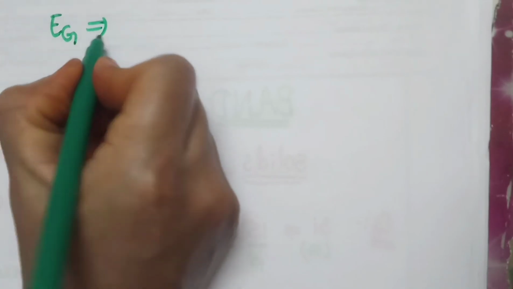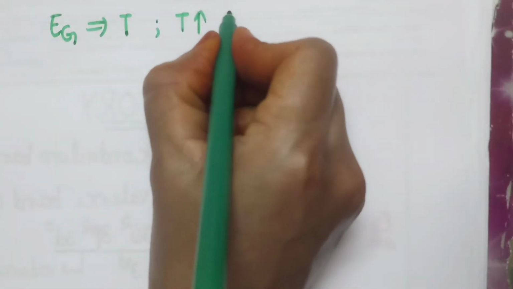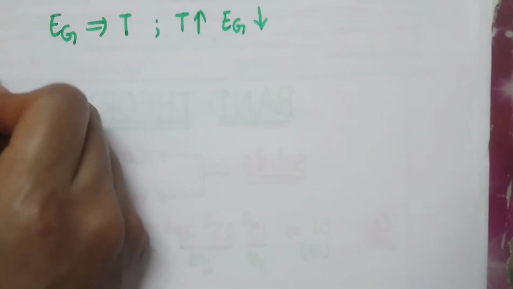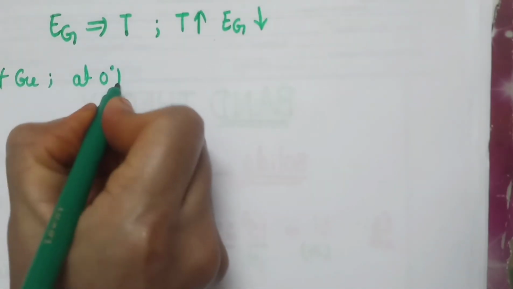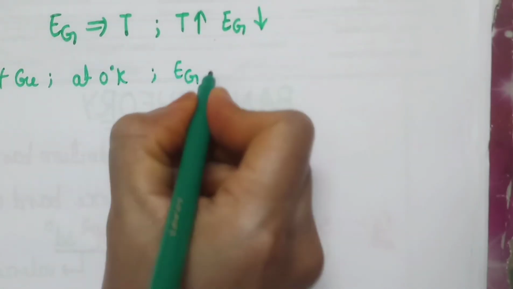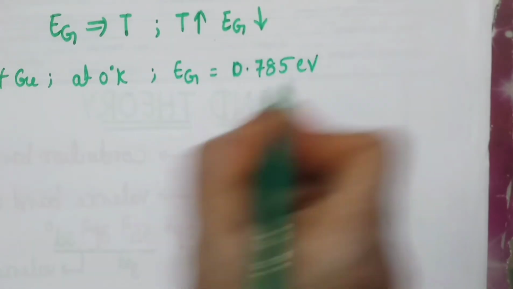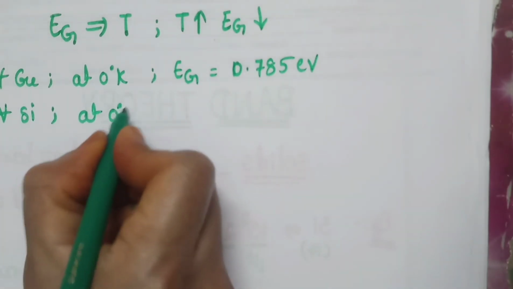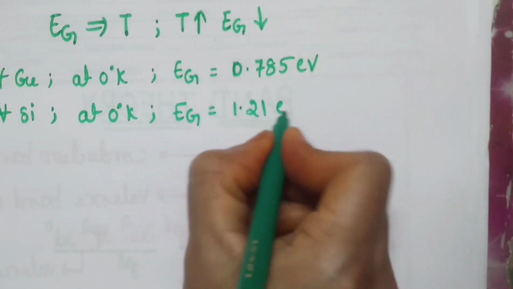The energy gap of a semiconductor is not a fixed value. It depends upon T, where T means temperature. As the temperature is increased, the energy gap between the conduction band and the valence band decreases. For germanium, at 0 degrees Kelvin, the standard value for the energy gap is 0.785 electron volts, whereas for silicon at 0 degrees Kelvin, the energy gap is 1.21 electron volts.